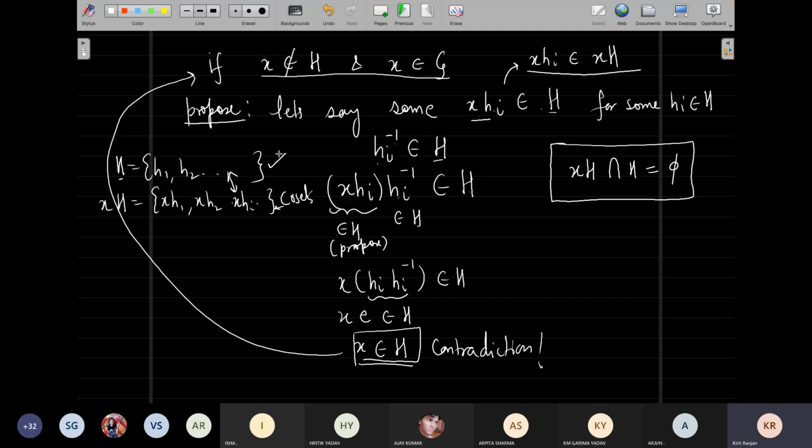This is the interesting part we are saying, that H and XH cannot have any element in common. You got the point?